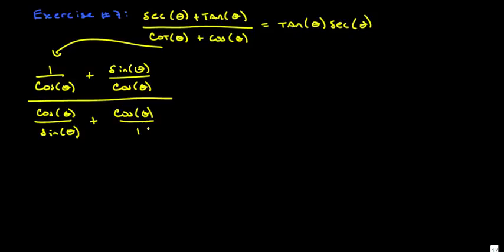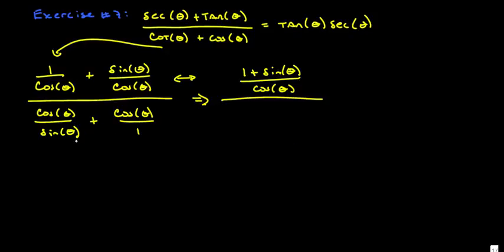Okay. Now, I'm going to get a common denominator on the top and on the bottom. The top already, the numerator already has a common denominator. So here I've already got cosine, so I'm going to go like this. 1 plus sine theta over cosine theta.